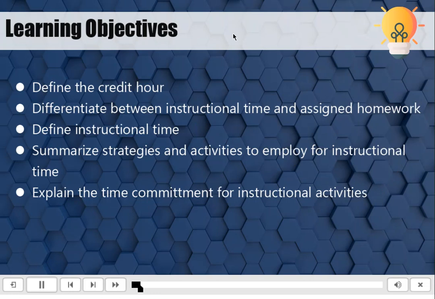So these are our learning objectives for this brief session. We want to start with defining what the credit hour is. We want to differentiate between instructional time and assigned homework. Then we want to define instructional time. That way we have a good understanding of what's inside that category. And then we want to think through some of the strategies and some of the activities, and then we want to talk about some of the time commitment for these instructional activities.